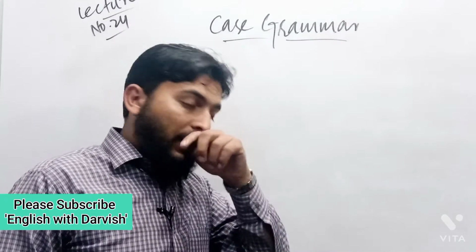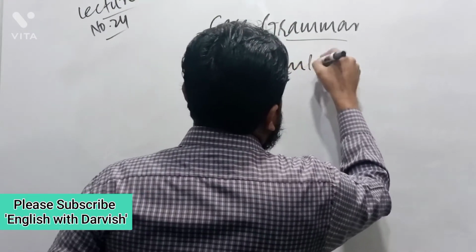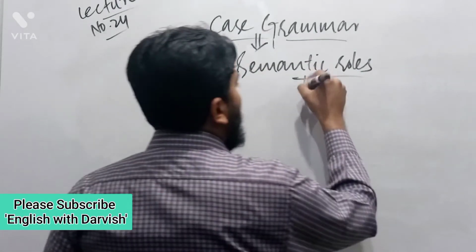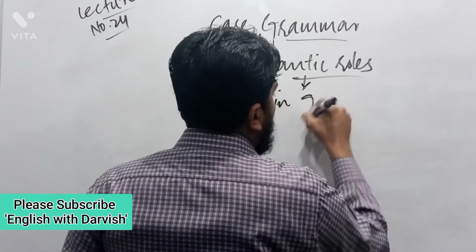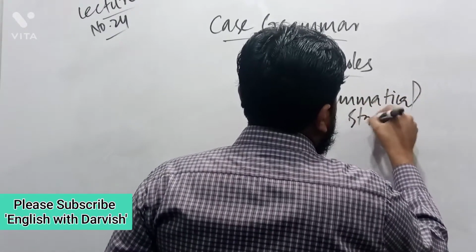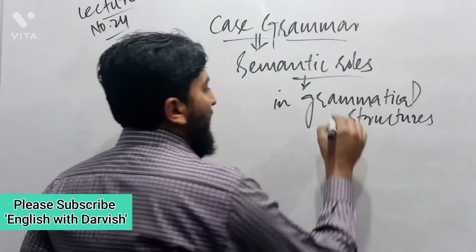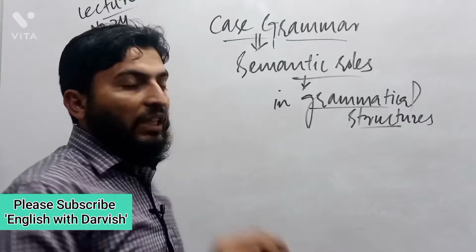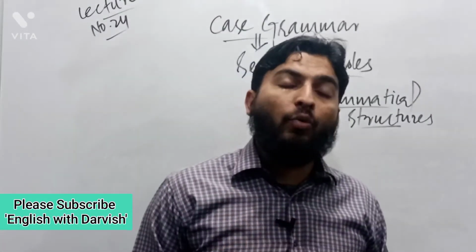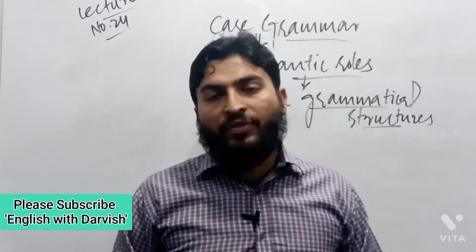In this type, what will we study? We in fact study the semantic roles. Semantic roles in what? In grammatical structures. We study the semantic roles in grammatical structures in order to make the meaning explicit to us. For example, how we should draw a sentence and then draw the constituent structure of that sentence.